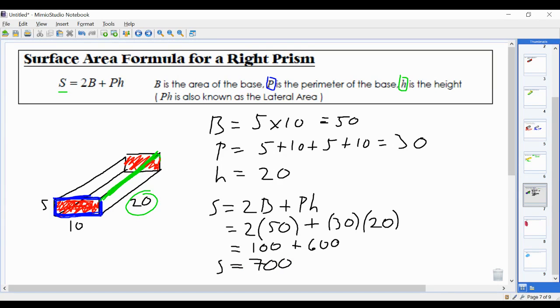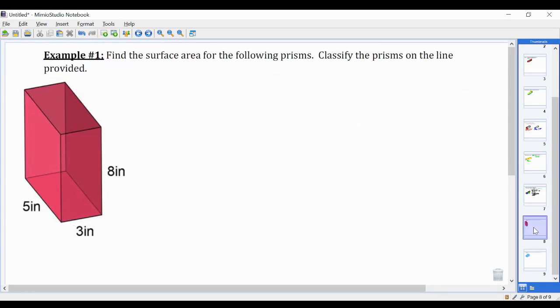So this same formula works for triangles, and we're going to see an example here in just a minute, but I'm going to do one more example of a rectangle before we do a triangle example. So here we have another rectangular prism, and we need to find the surface area and then classify the prism. Well, we can do that right away.